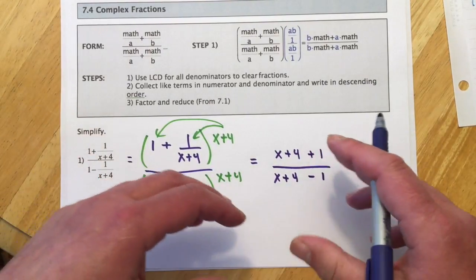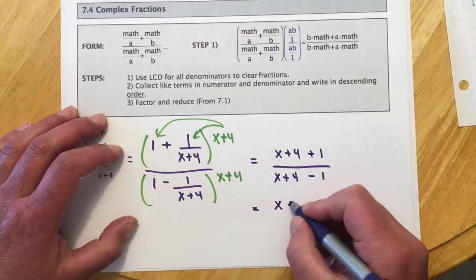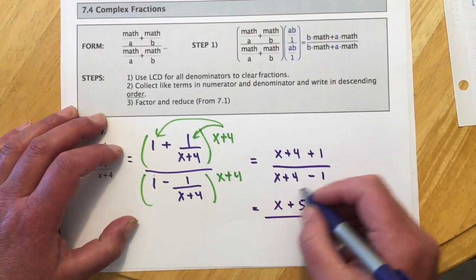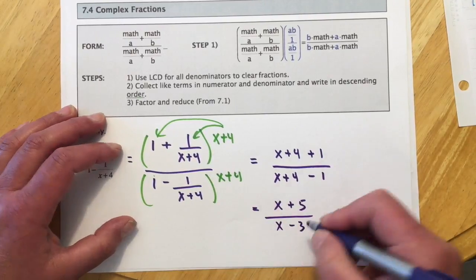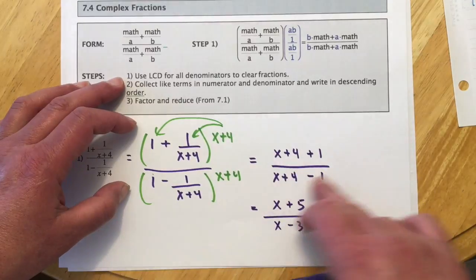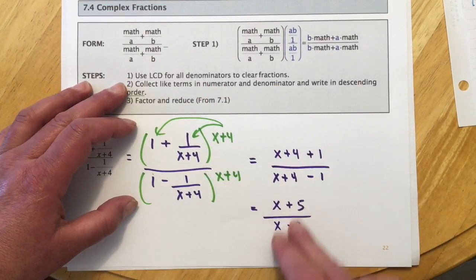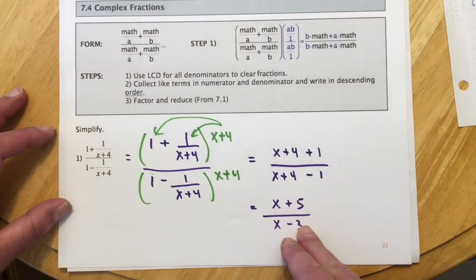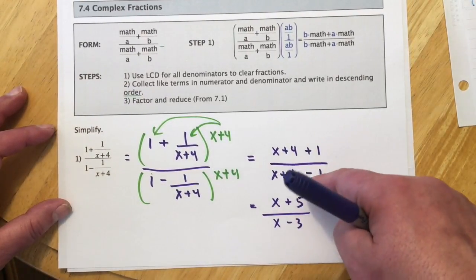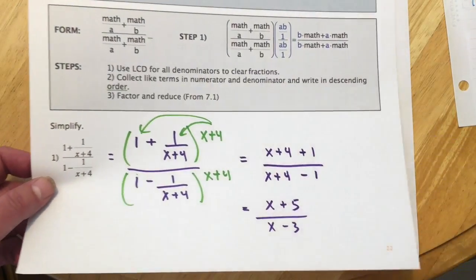And so I can't cancel until I've collected. And that would be x plus 5. And this would be x minus 3. So it doesn't reduce at all. So we use our LCD to clear the fractions. That gets us here. We collect all the terms in the numerator and denominator, and then we look to see if it reduces from 7.1. And I'd say this is the other section on the test that, again, people have some troubles with. So it's a good one to take a bit of time to review with.